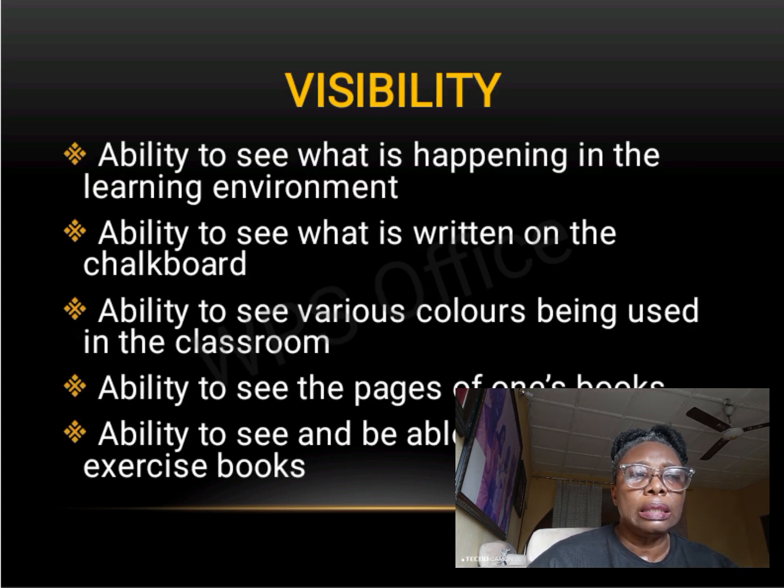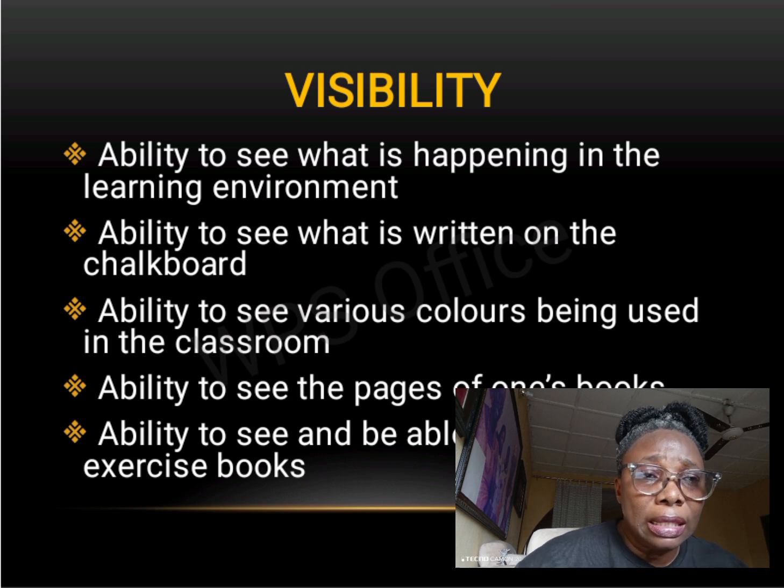Visibility is important in a learning environment. It is necessary for learners to see what is written on the board, what is happening in the classroom, the various colors, the pages of their books, what they read and write. As much as possible, we advise natural lighting. When we don't have natural lighting, we have to be careful about the type of lighting system we have.